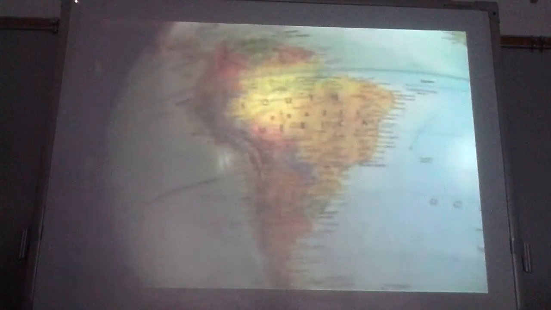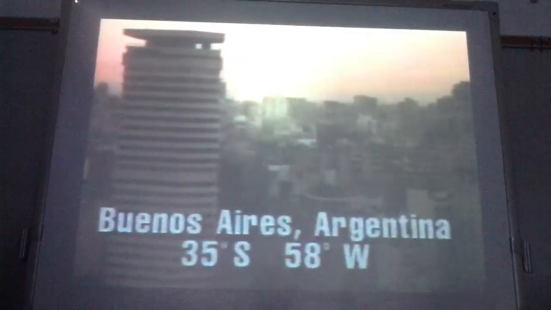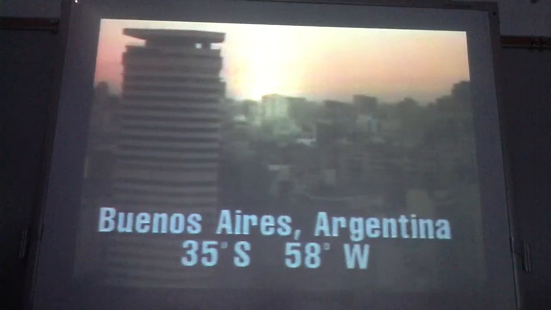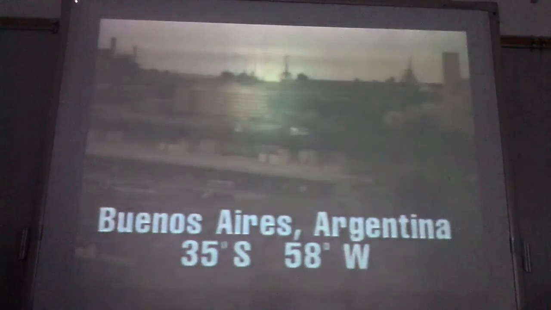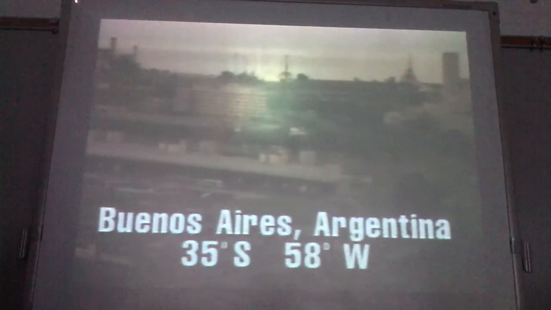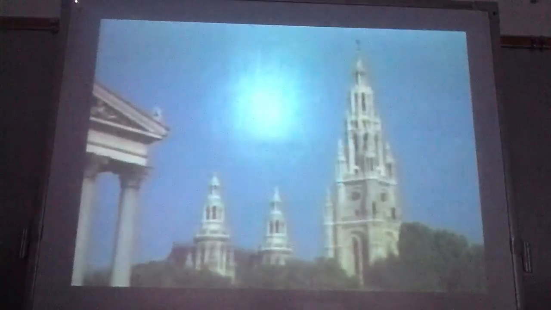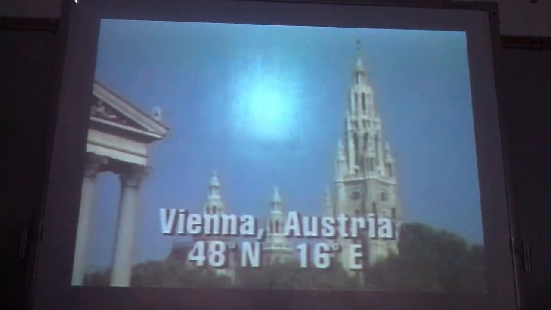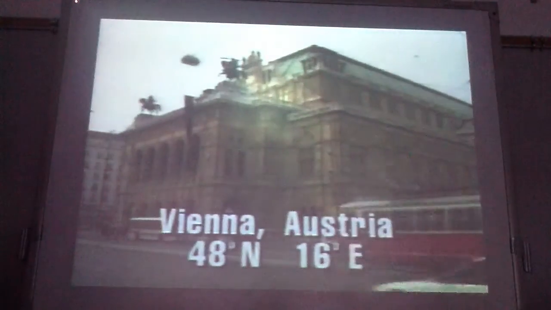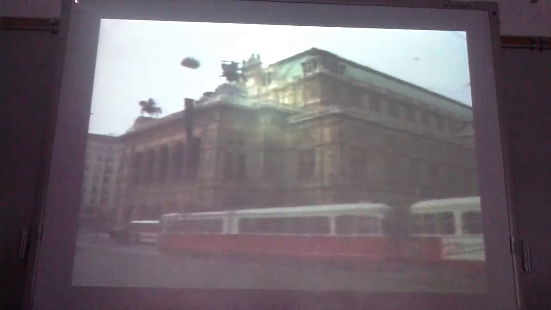South of the equator, the degrees of latitude are south, so that Buenos Aires in South America is 35 degrees south latitude and 58 degrees west longitude. On the other side of the prime meridian in Europe, a city like Vienna, Austria, is 48 degrees north latitude and 16 degrees east longitude.